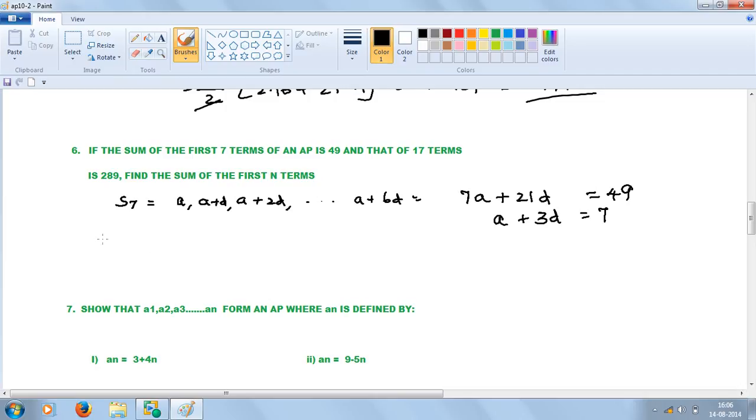Similarly, S17. Now what is S17? In a similar way, how many A's are there? 17 A's are there. Plus how many D's are there? This I will leave it to you. Count it or use the formula. How many D's are there?